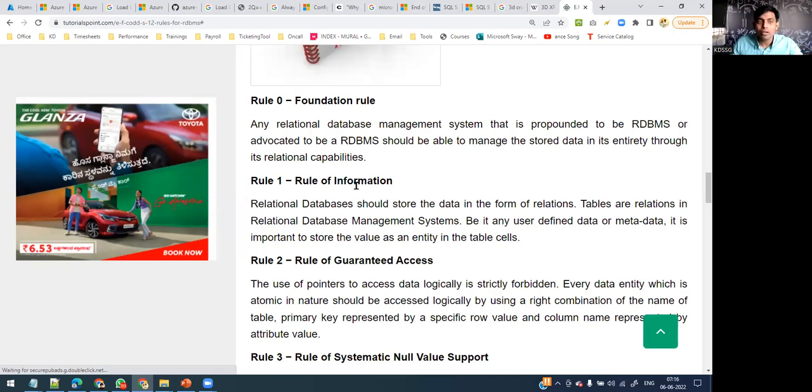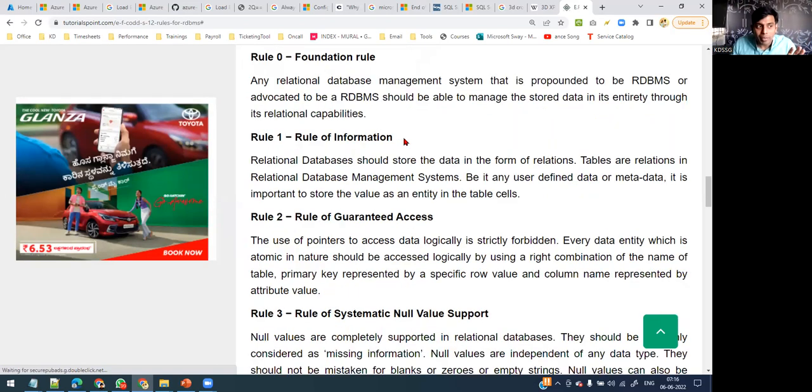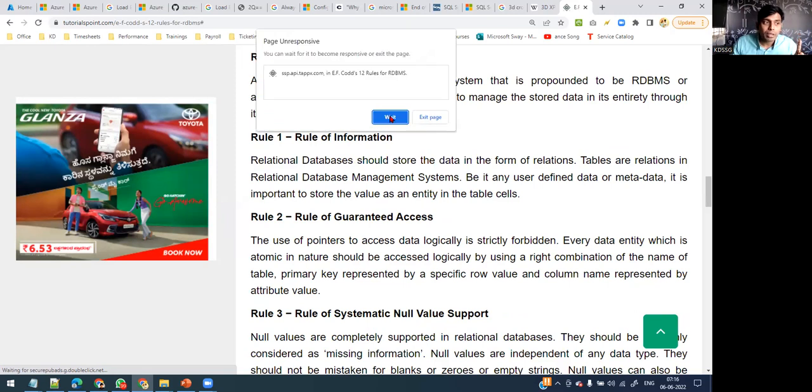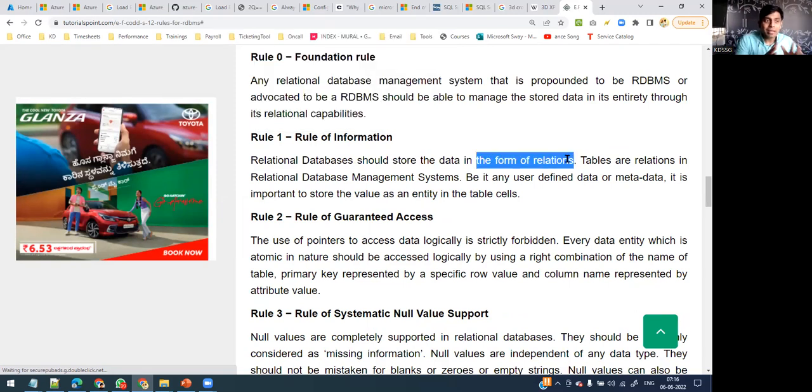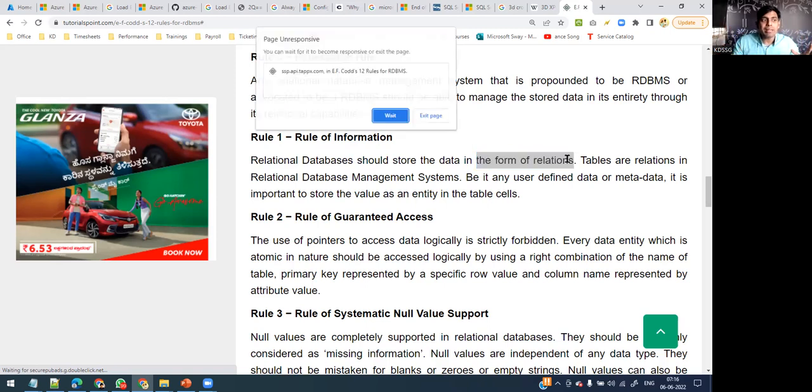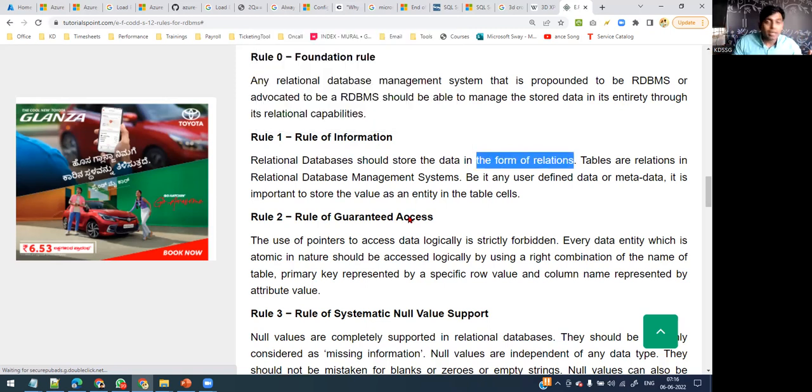There's nothing more there. Then let's go for rule 1, the rule of information. Relational databases should store data in the form of relations, meaning tables. So Codd was the one to tell that you store data in the form of tables. Tables will contain rows and columns, right? He was the one to propose this idea.